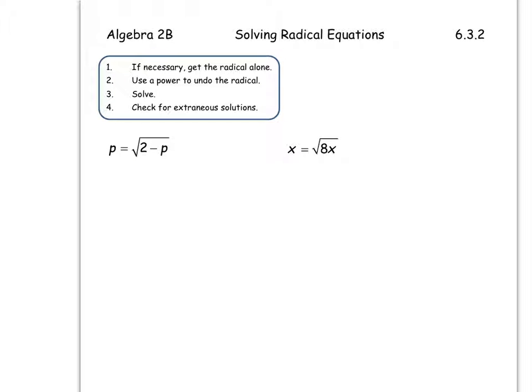Okay, so now we're going to solve radicals, but these are going to be level 2. So the solving will be a little tougher. The steps are the same, but the solving's a little tougher. So, same as before, we want to make sure we get our square root or our cube root alone, and then we use a power to cancel it out. So, in this case, we square. So, p squared equals 2 minus p.